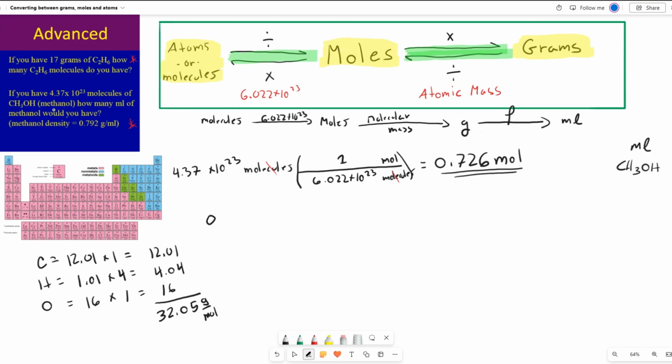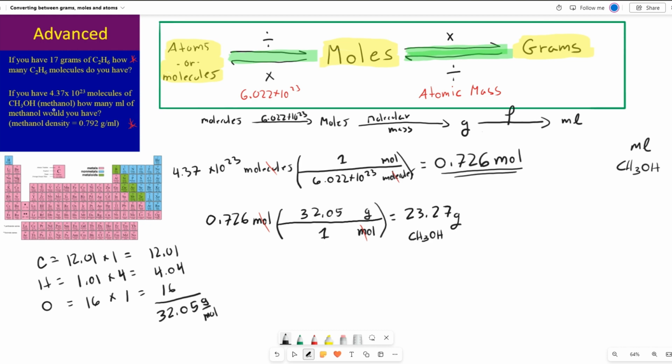So now we're going to take our 0.726 moles, and we're going to convert it into grams using the formula mass. So we'll put moles on the bottom, grams on the top, and we have 32.05 grams for every 1 mole. Moles and moles cancels out. If you take 0.726 times 32.05 and divide it by 1, you get 23.27 grams. And that's 23.27 grams of our methanol.